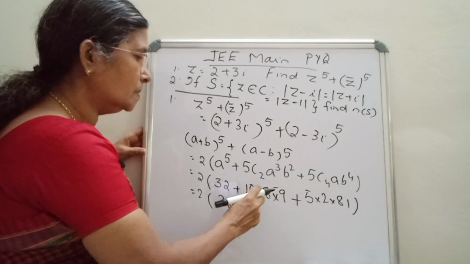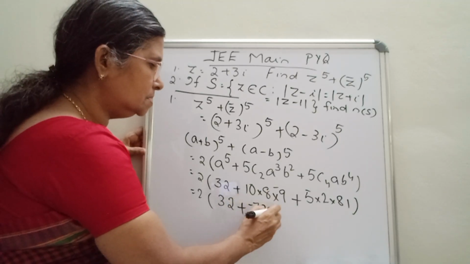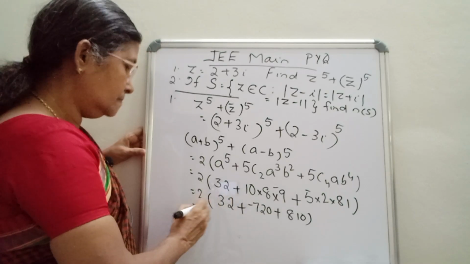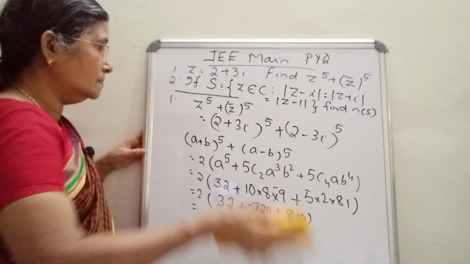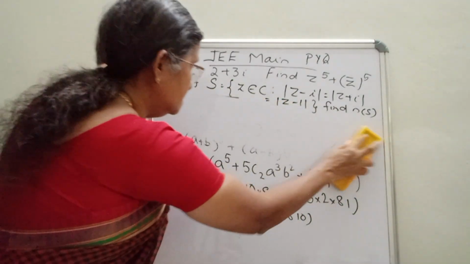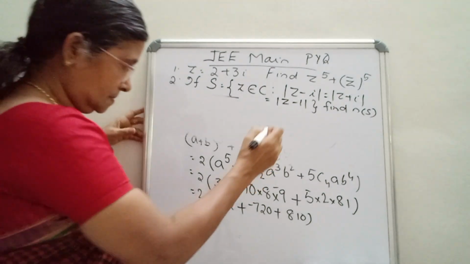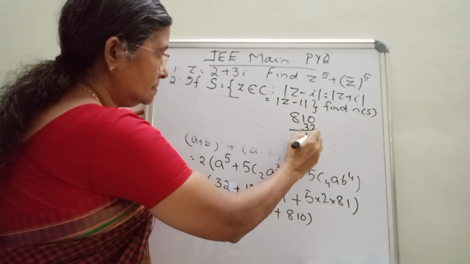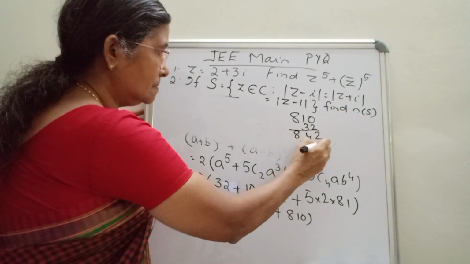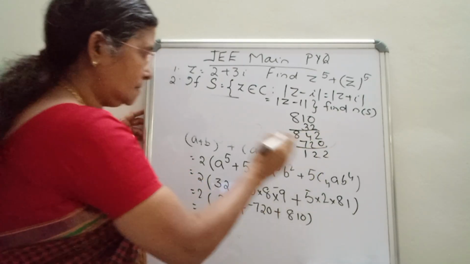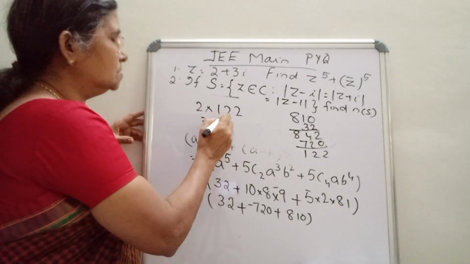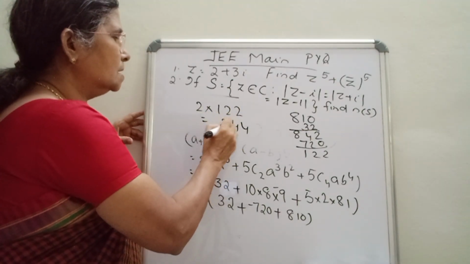32 minus 720, plus 810. So the answer is 2 into 122, that is 244.